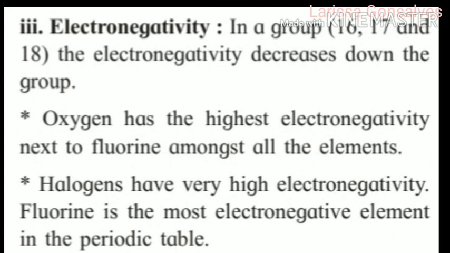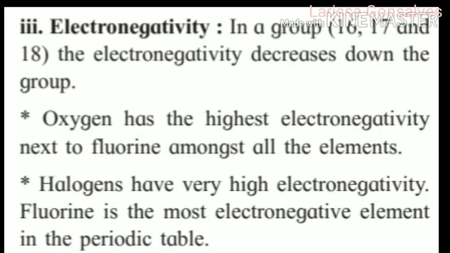Next, we move on to electronegativity. What is electronegativity? Electronegativity is a measure of the tendency of an atom to attract a bonding pair of electrons. In group 16, 17 and 18 elements, the electronegativity is going to decrease down the group. Oxygen has the highest electronegativity, which is next to fluorine amongst all the elements. Halogens also have very high electronegativity. Fluorine is the most electronegative element in the periodic table.